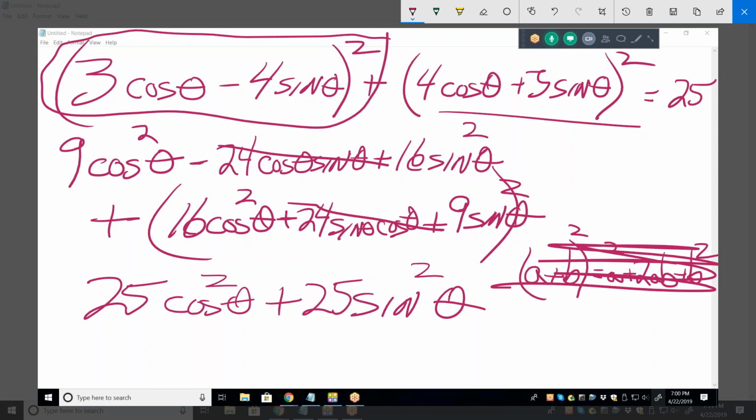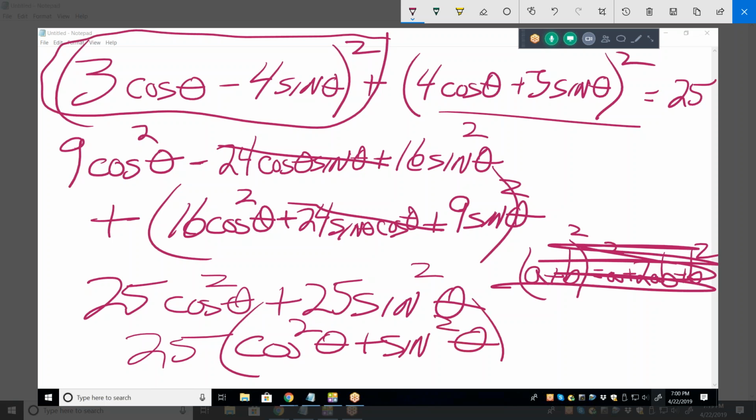You can factor, so it's 25. And that's the number 1, so you get 25 equals 25. And there really is not any easier way to do that problem. You got to do every step we did. Yeah, it's a gross one.